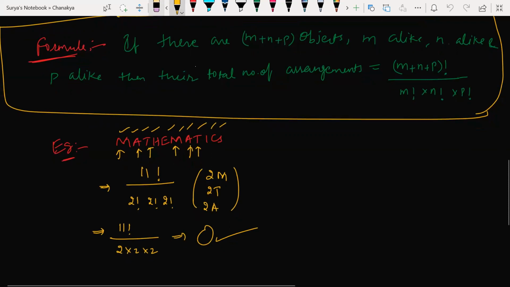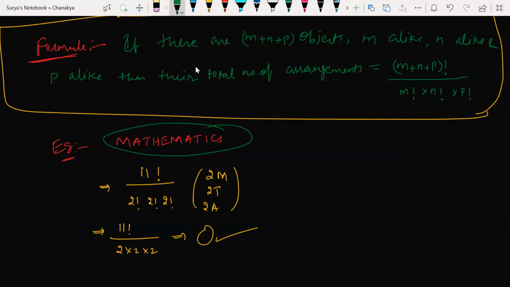Clear, children? Understood my point, how I'm doing here? What I was trying to say is, whenever you write permutations, permutations is nothing but arrangements. Whenever you write different arrangements, what is the possibility of writing that? I just write the total number of letters divided by the repeated letters. Whichever letters are repeating here, I'll be writing that. Getting my point?